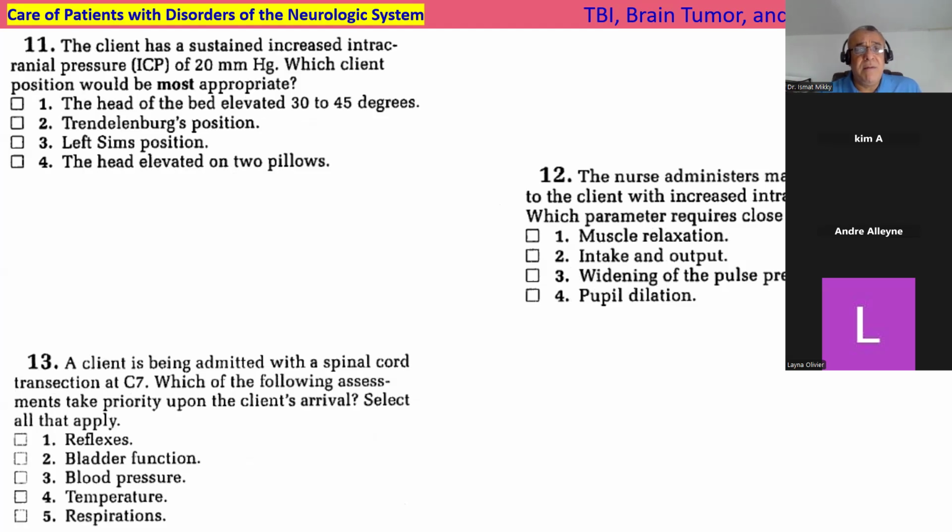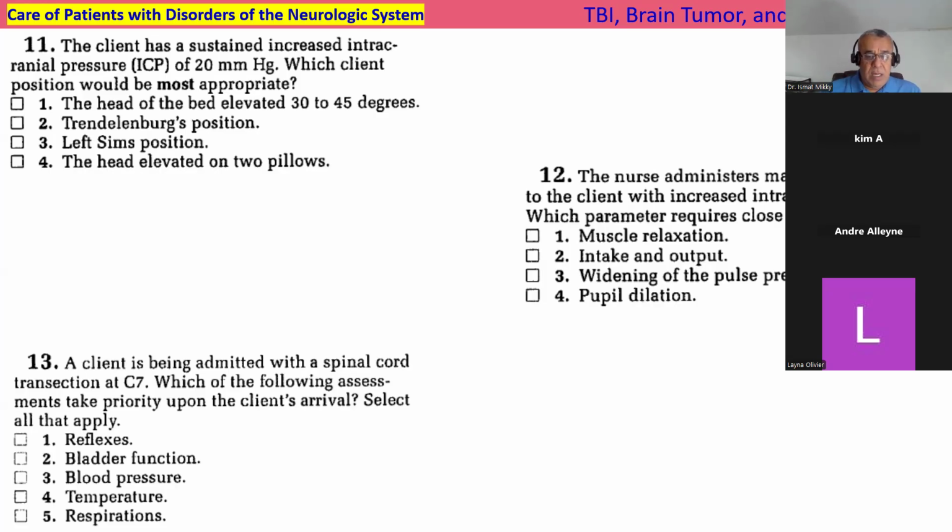Now, 11, patient sustained increased ICP of 20. The most appropriate, we said, is head of bed elevation, right? So number 1. We went over the same concept: head elevation will increase drainage from the brain by gravity, and that would eventually decrease ICP.